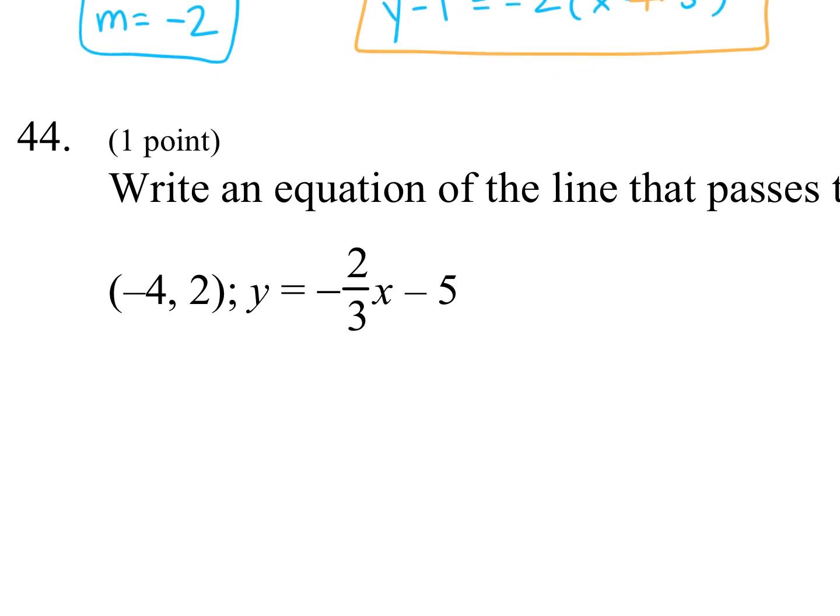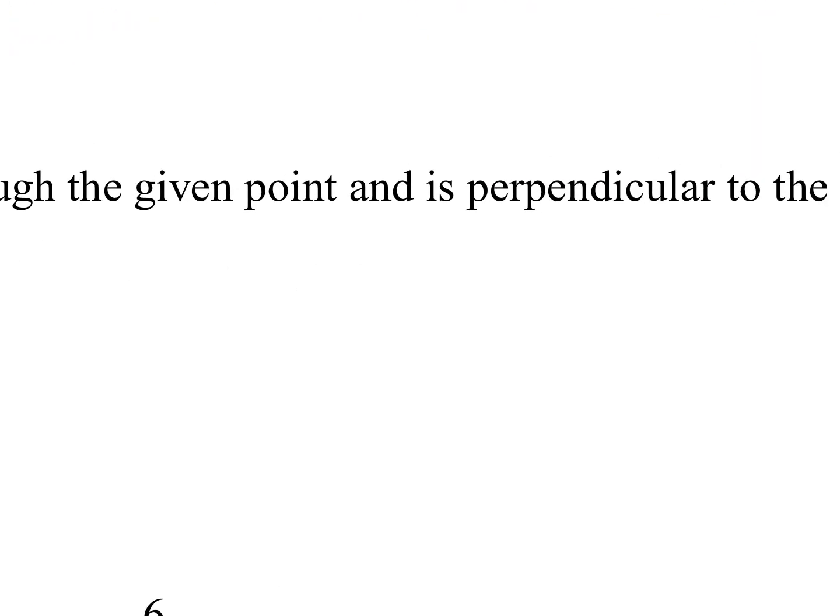Let's look at 44. Here it says that they are perpendicular. What do we know about slopes that are perpendicular? You have to do the negative sign. The opposite reciprocal. Opposite means if one of them is positive, we would make it negative, or if it's negative, we make it positive. And reciprocal means that we flip it.